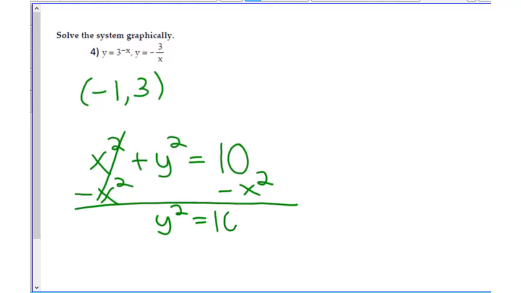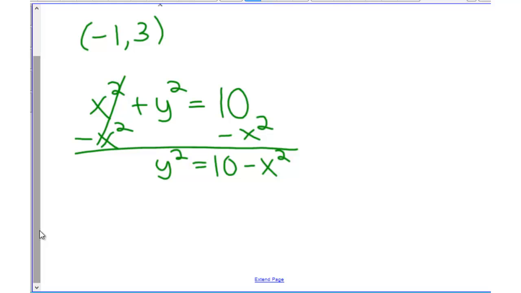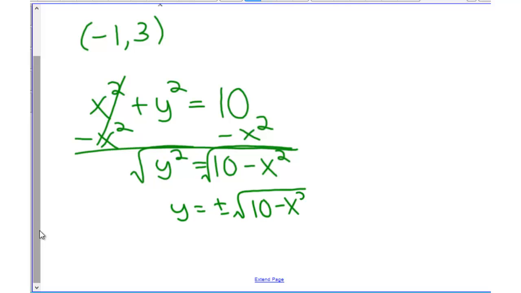And then to get y squared to just be y instead, we square root. And here's the super important thing. That means that this is plus or minus the square root of 10 minus x squared. So you have two different y equals that you have to put in. And so when you're doing that on your calculator, you literally just, in like y1, put positive square root of 10 minus x squared. And in y2, you'd put negative square root of 10 minus x squared.